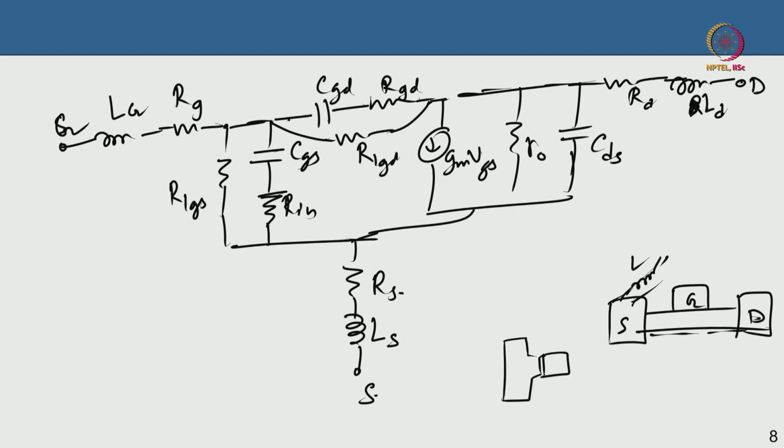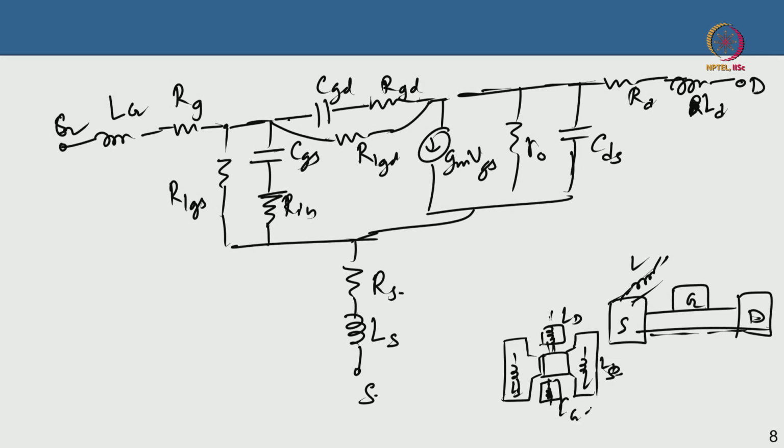This is the active device, for instance. I am talking about something like that. These pads are the source inductance. This is the drain inductance. This is the source inductance again, so there are two source pads. This is the drain inductance LD, and this is the gate inductance LG.